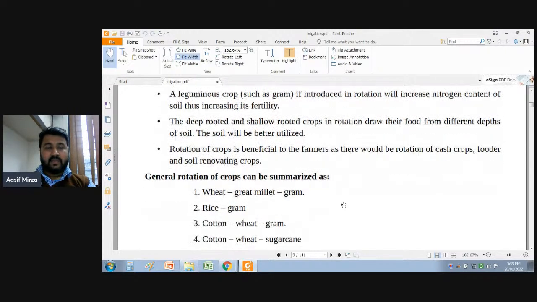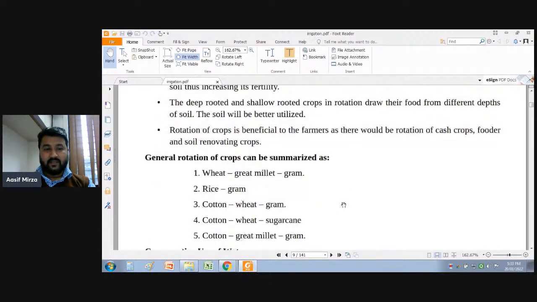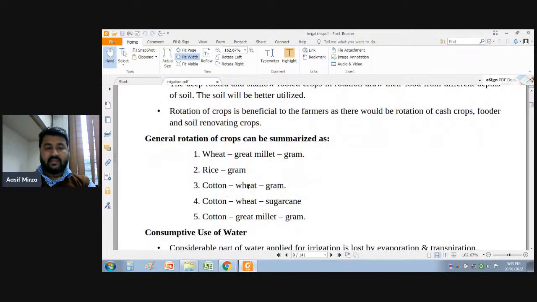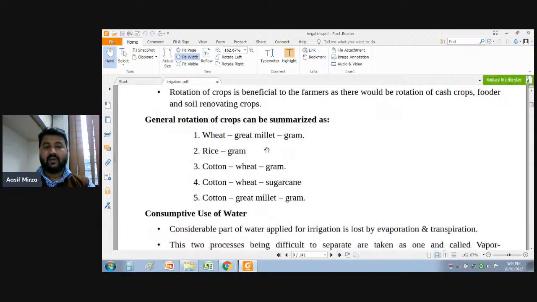General rotation of crops can be summarized as: wheat, great millet, gram; rice, gram; cotton, wheat, gram; cotton, wheat; sugarcane, cotton, wheat; millet, gram. So this is how the rotation of the crops can be summarized. Okay, so first we have to sow and harvest wheat. Then we have to sow the great millet, and after harvesting this we have to sow the gram. So this is the cycle for crops. Okay, so likewise we have to rotate these three types of crops in a year.